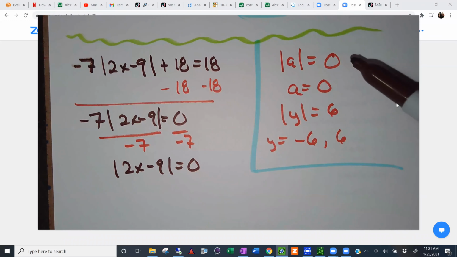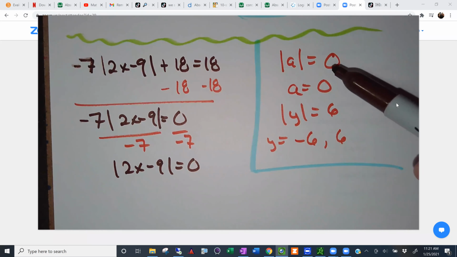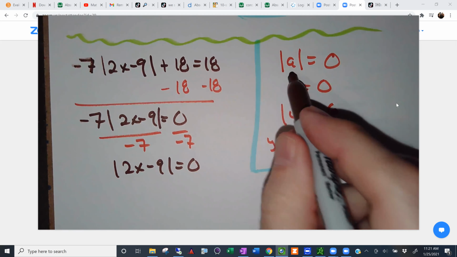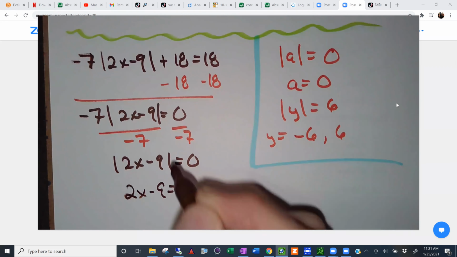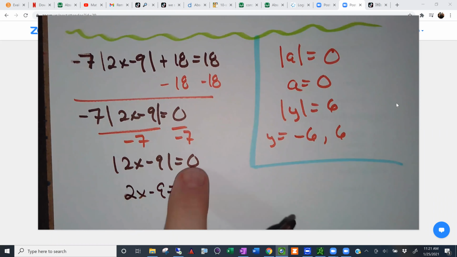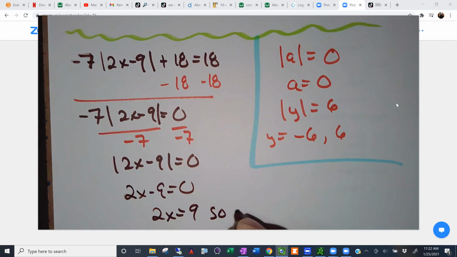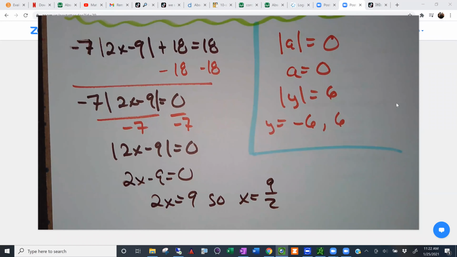Now, that brings us back to this special case over here. That is, there's only going to be one solution. The only solution is when what's in here equals 0. Or the only solution for us here is that 2x minus 9 has to be 0. There's only one solution in this special case. There you go. There's your only solution for this problem. X equals 9/2.